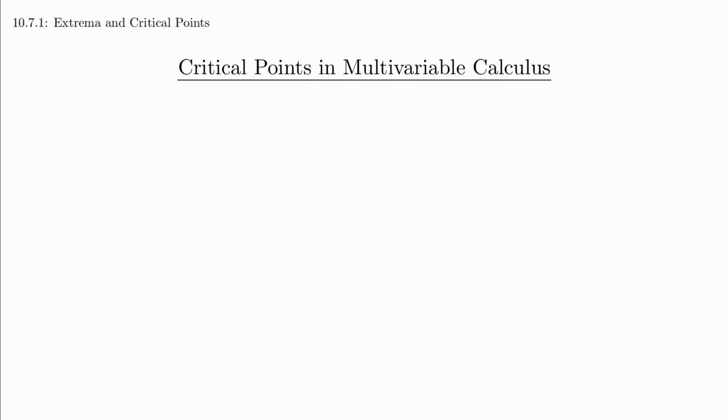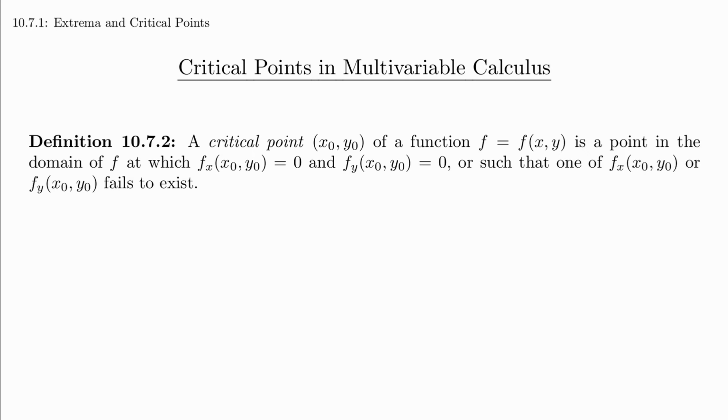Critical points for single variable calculus occur where the first derivative of the function is equal to 0 or is undefined. When working with multivariable functions, we have multiple first derivatives to worry about. The key fact is that to be a critical point, they must all be 0 at the same point. Definition: a critical point of a function f is a point in the domain of f for which the partial x and partial y derivatives are both equal to 0 at that point, or where at least one of the two partial derivatives fails to exist.